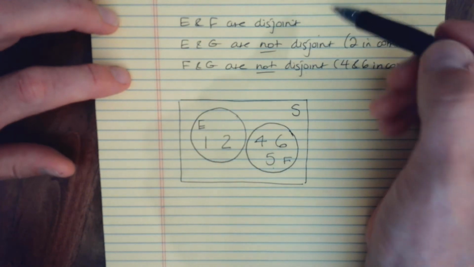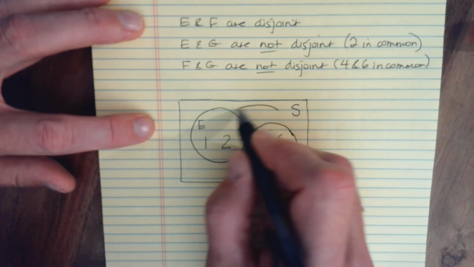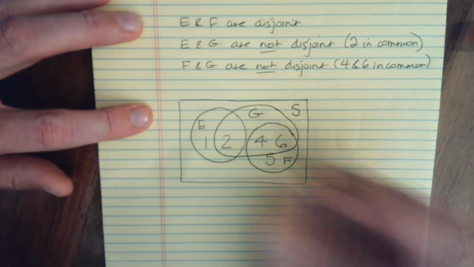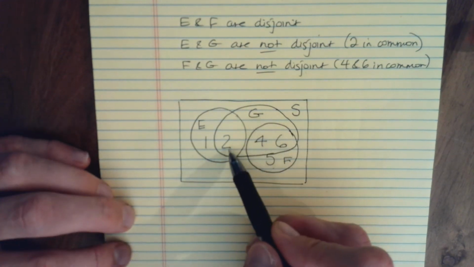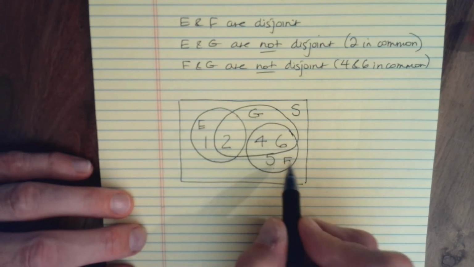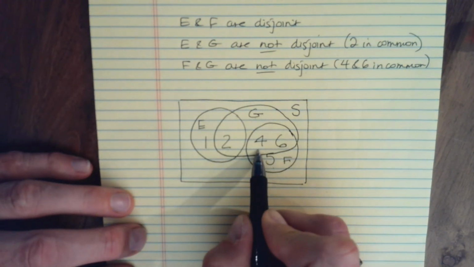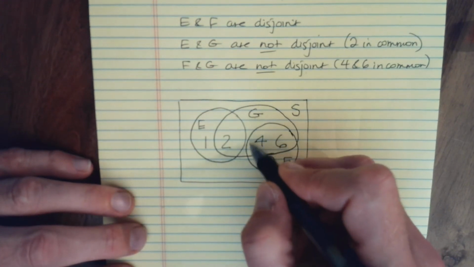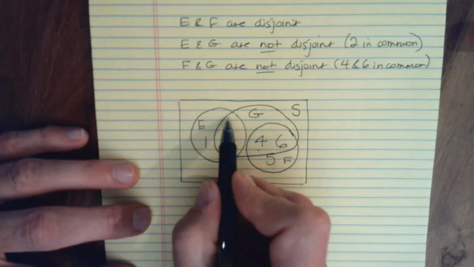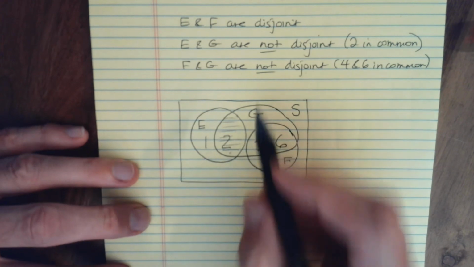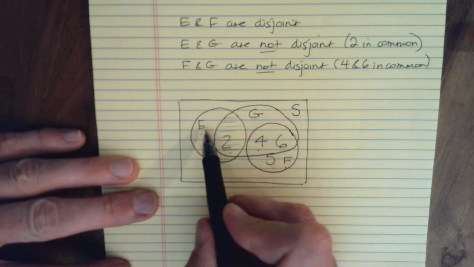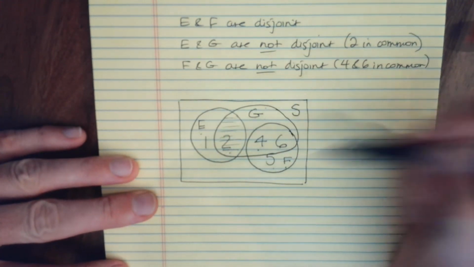Now, if I wanted to show that they are not disjoint, for instance, here, this is G, and notice that G has overlap with E, because they both share this element 2, and G has something in common with F, the elements 4 and 6. So this space here is the common ground for G and F, and this space is the overlap, or the common ground, for E and G. So E and F are disjoint, but E and G are not, nor are G and F.